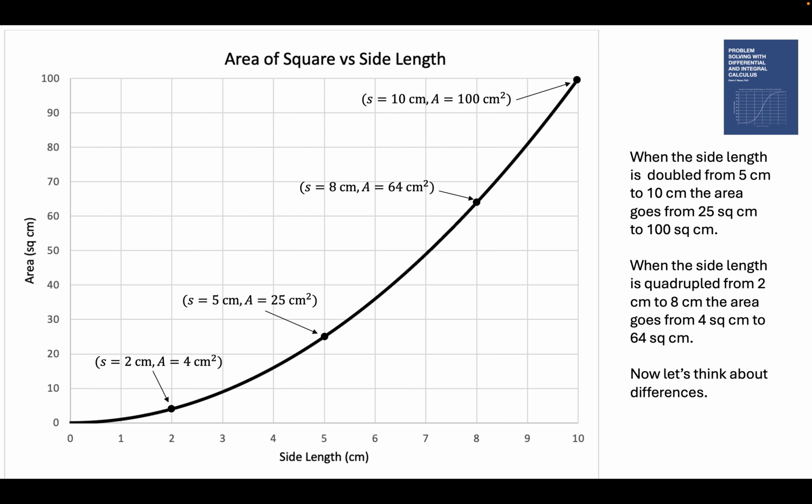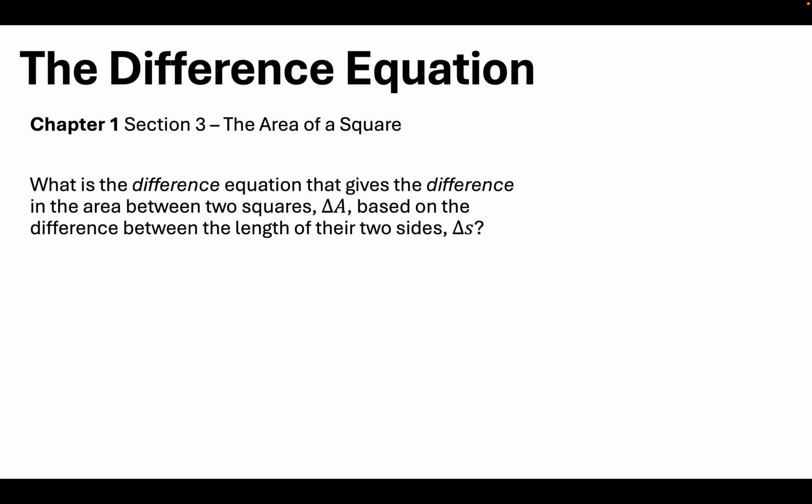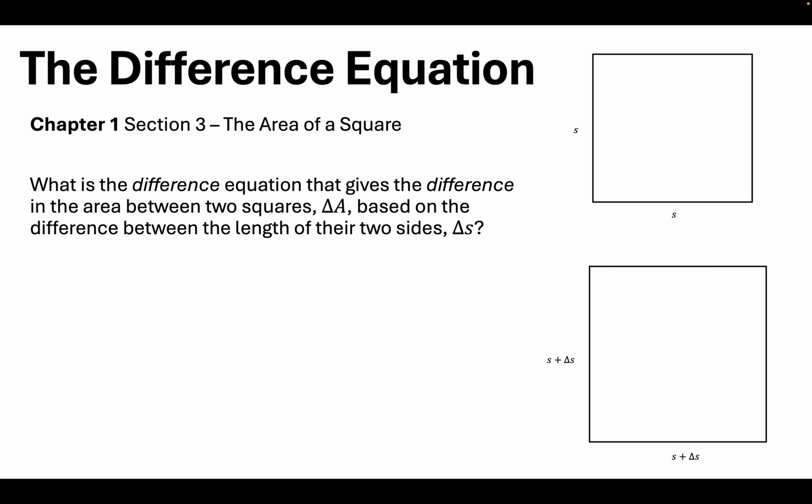So now we're going to shift gears and look at the differences. This is all normal equation right here. What's the difference equation that gives delta A, the difference in the area between two squares based on the difference in their side length? So here's a square with side length s. Here's a different square with side length s plus delta s.